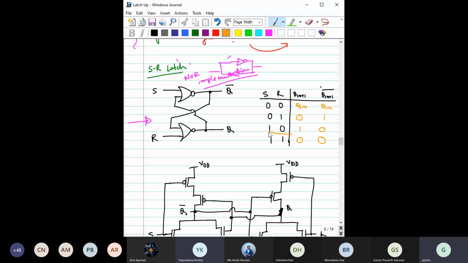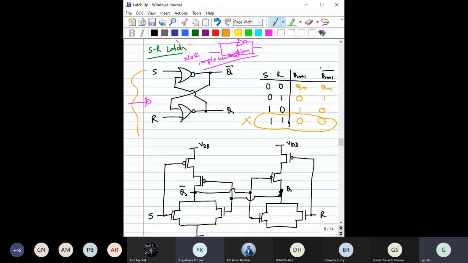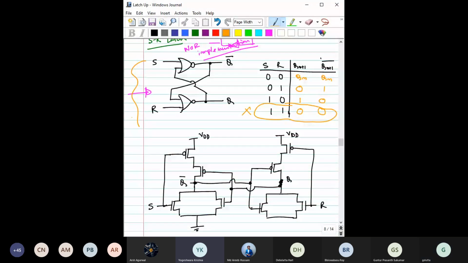So the same output cannot be there here. So this is not allowed for the inputs of the SR latch. This part you already know. Now let us see its CMOS implementation.